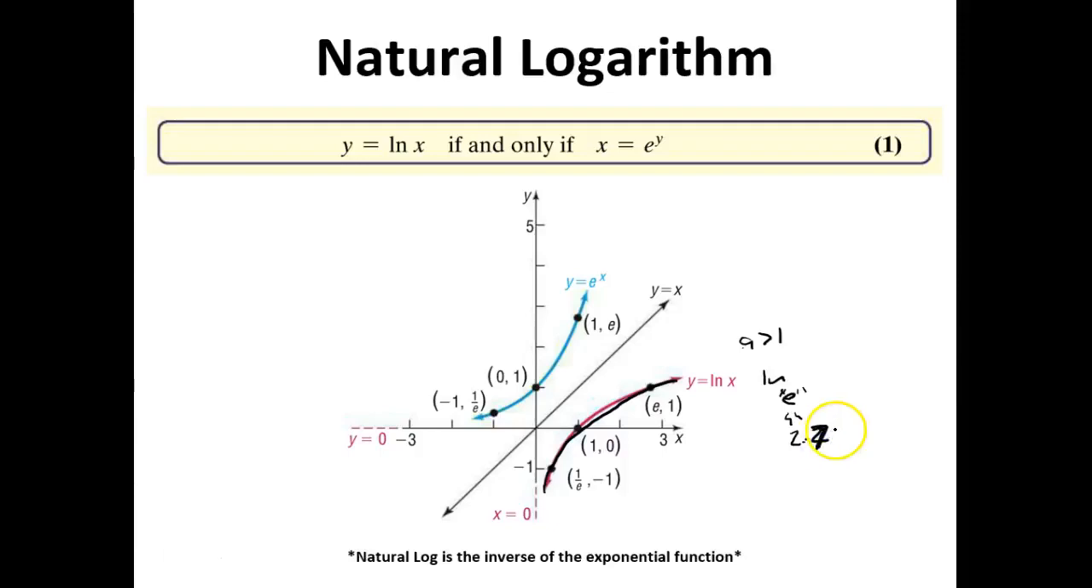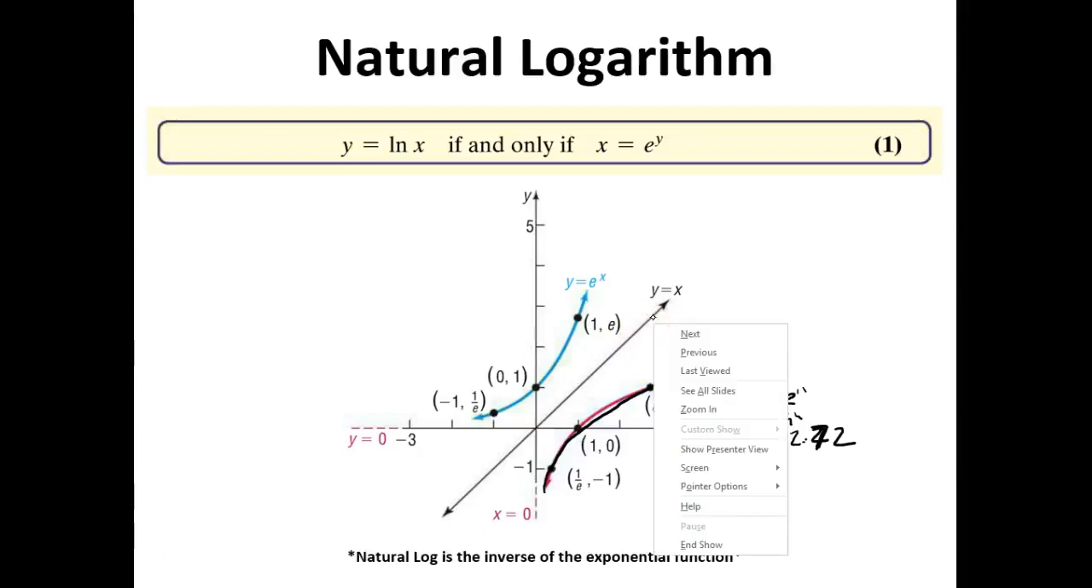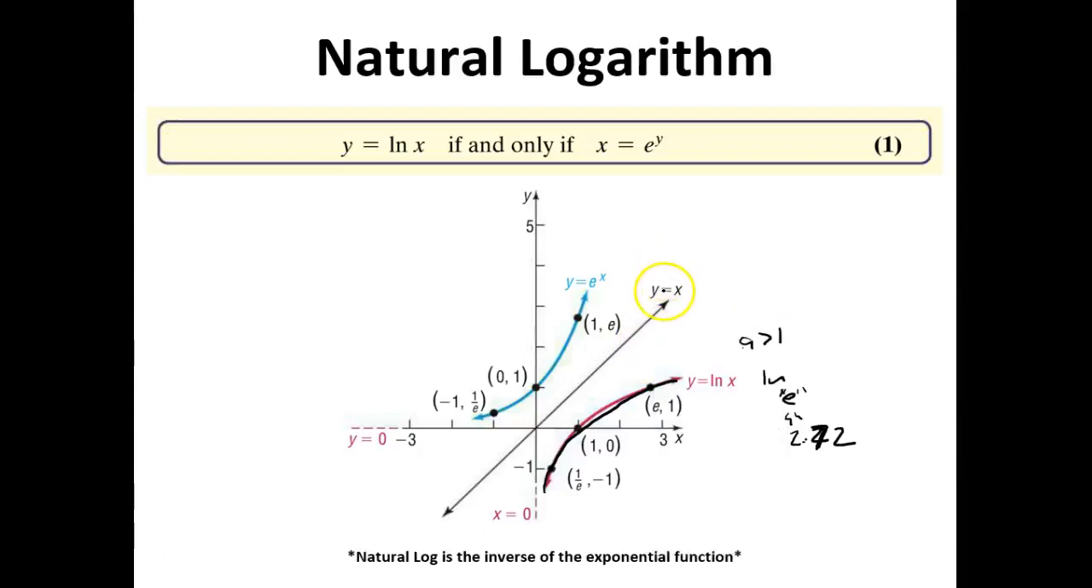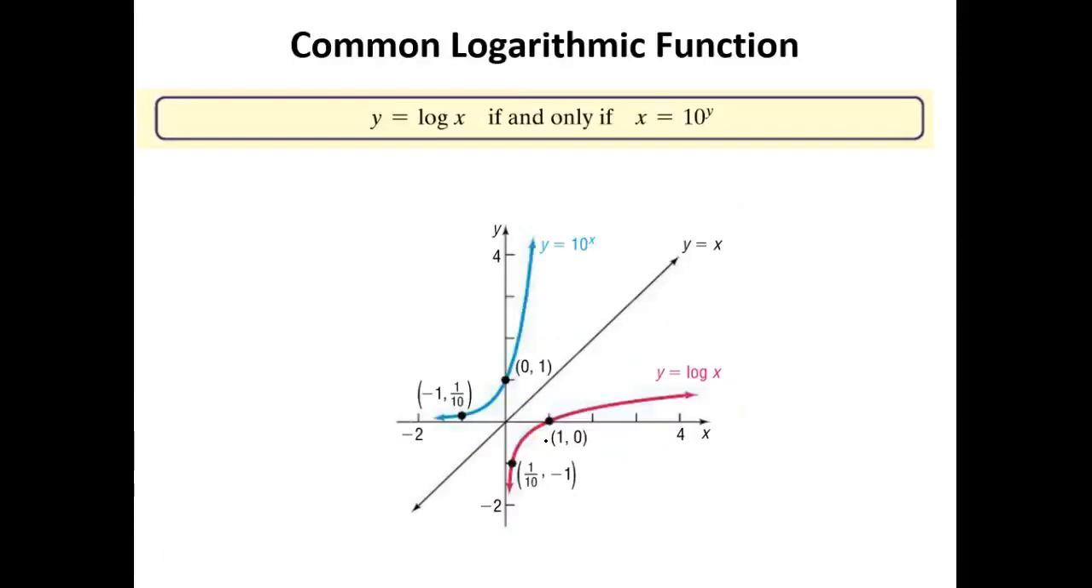2.72, I think, is approximately what e is. So notice the base here is greater than 1 if it's e, and so we get this type of shape right here. So if y is equal to e to the x, then the inverse is going to look like this. And keep in mind, inverses reflect over the line y equals x, so that's reflected, or folded over the line y equals x.